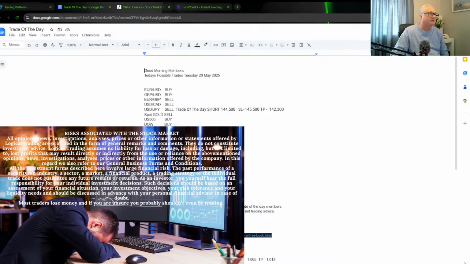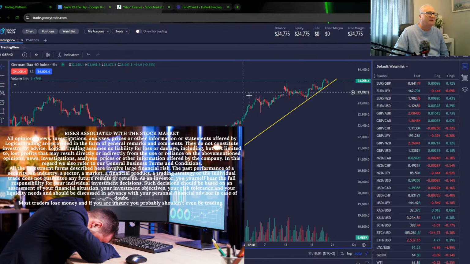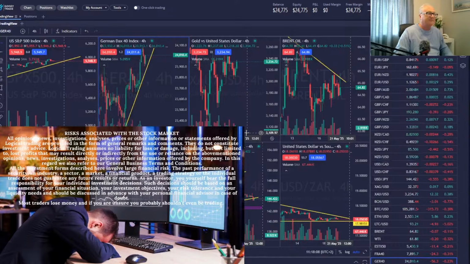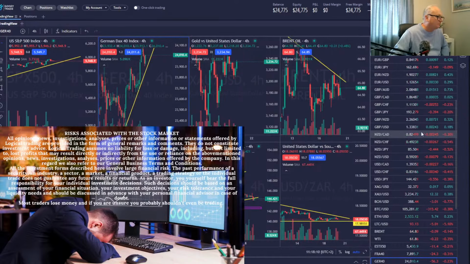Not looking good. Here's the trade of the day. If you guys want to copy that and go through it, it is on the posts. So if you go to the area, you'll find it there. Okay, so that's German DAX, eh?